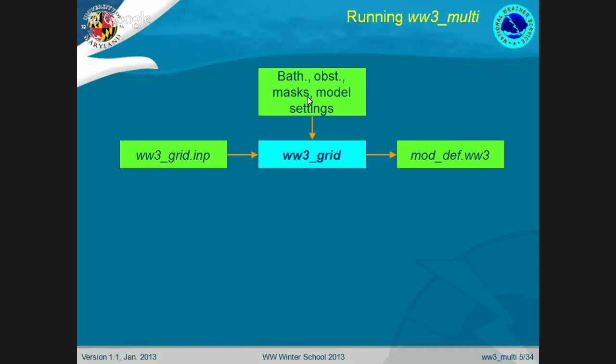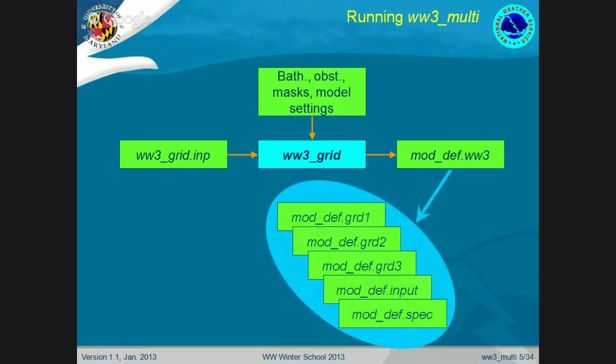Then there was the mask, the mapsta file, mapsta.w3, which defines the points that are inland, or on the ocean, or can be dry, or something like that. And then all the model settings that were essentially defined in the grid.inp, and all this stuff is combined by W3GRID, and it generates a moddef.w3 file. So this is for one grid.